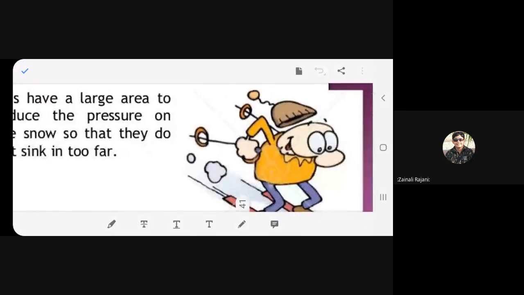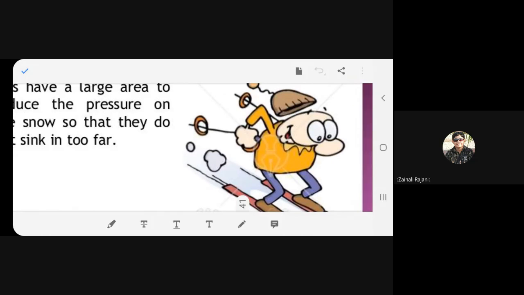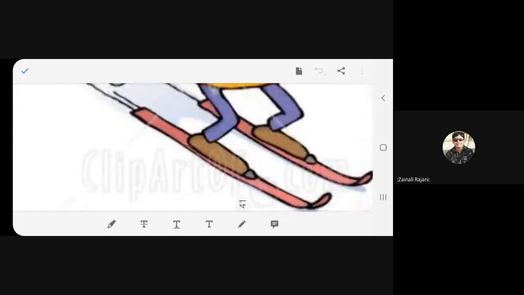Okay. Earlier we had done skates. Remember ice skating? You remember now? Now we are doing ice skiing. Now this is a ski. Can you see? Can you observe this? Now what about the surface area? The surface area is so big, isn't it?